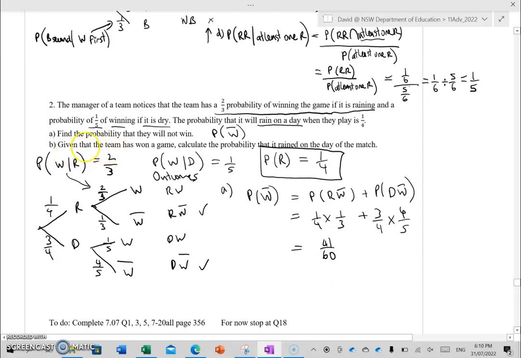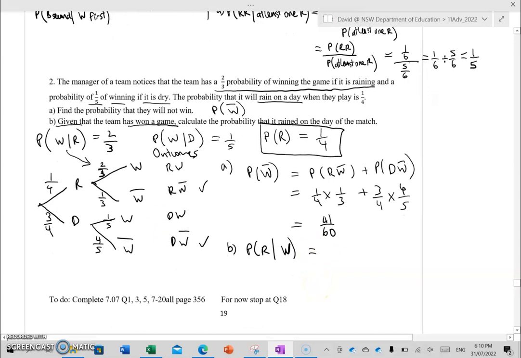Part B. Given that the team has won, so given that they've won, calculate the probability that it rained. So they're asking for the probability that it rained given that they've won. Okay, that's what we're after. Probably the easiest way to do this is to use the definition. So using the definition or the formula, that's the probability of the intersection of raining and winning over the probability of winning, the back one down the bottom.